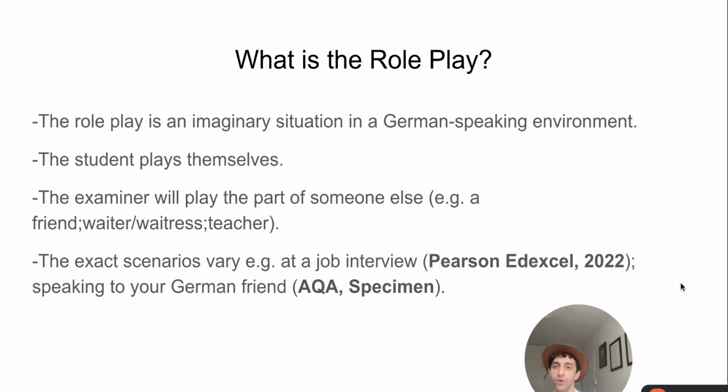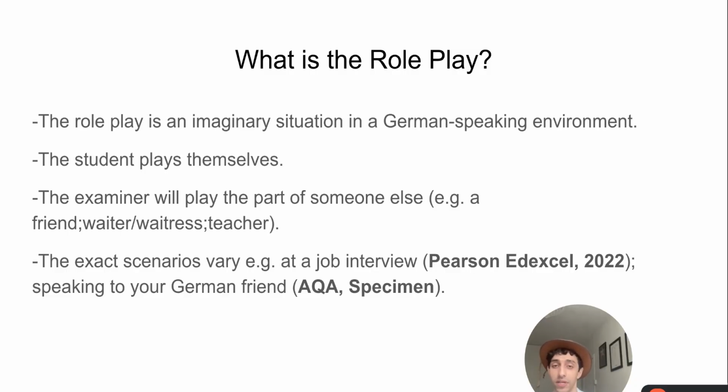Okay, so the role play is always in an imaginary situation. Of course, it's supposed to recreate potential real life scenarios where you might be in a German speaking environment. So the role will always be set in a German speaking environment. Now, as a student, you would always play the part of yourself. That does not change. The examiner, on the other hand, could play a wide variety of different roles, and that will vary from role play to role play.